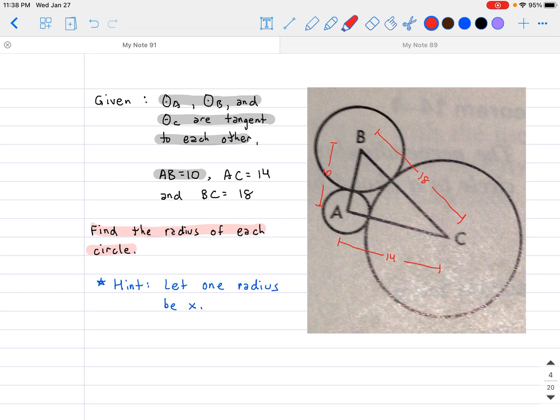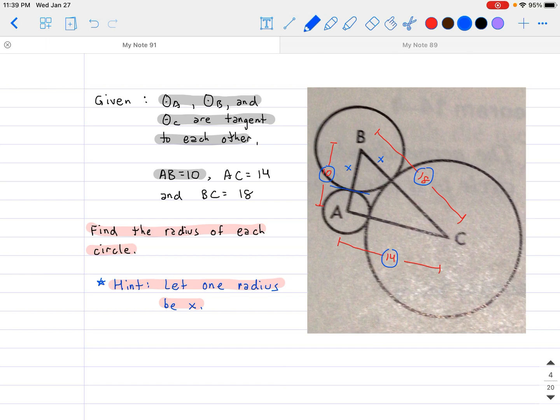Well, that seems hopefully doable. The hint that we're given is to let one of the radii be equal to x. Let's go ahead and sneak that in there, okay? So let's say that this guy over here is going to be x. So I'm going to go over to this part and denote that as x. Now, if the radius for that circle is x, then this guy over here must be equal to x. Now, in terms of the other pieces, that's where the 10 and the 18 and 14 and so forth come in.